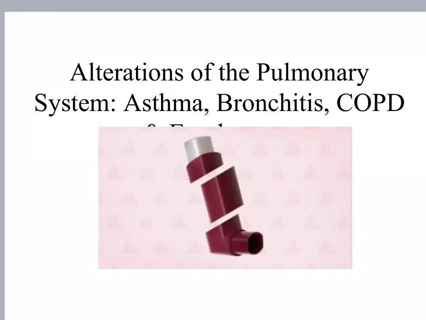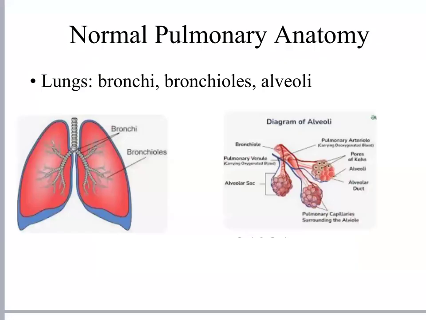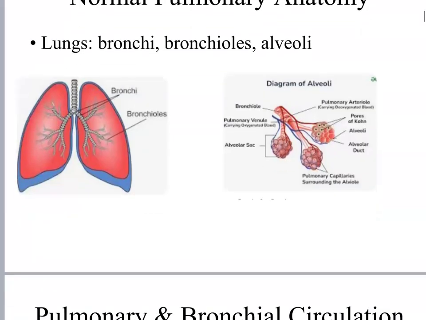So let's jump into a little refresher of normal pulmonary anatomy. It shouldn't be too far back in your memory. We have the lungs, which are comprised of several different things: bronchi, bronchioles, and alveoli. You can see there the bronchi are those bigger tubes. The bronchioles are smaller. And if you could zoom in really close, you could see the alveoli, which are the functional unit of the lungs. You can see the alveolar sac and the alveolar duct. A lot of important things happen in the alveoli.